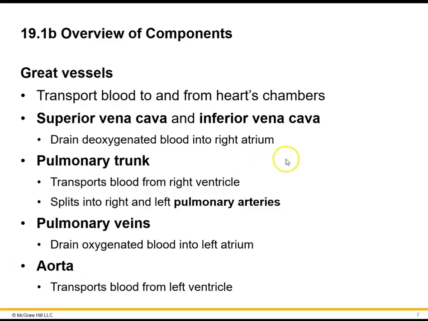I want to point out a couple of things here. First, the pulmonary trunk is an artery, but you'll notice, unlike the other arteries in the body, it's going to transport deoxygenated blood away from the heart to the lungs, where it can be oxygenated, right? You'll notice here, secondly, pulmonary veins. These veins transport oxygenated blood. So these are the exceptions to the rule, where arteries usually carry oxygenated blood and veins usually carry deoxygenated blood. Well, here are just a couple of exceptions.